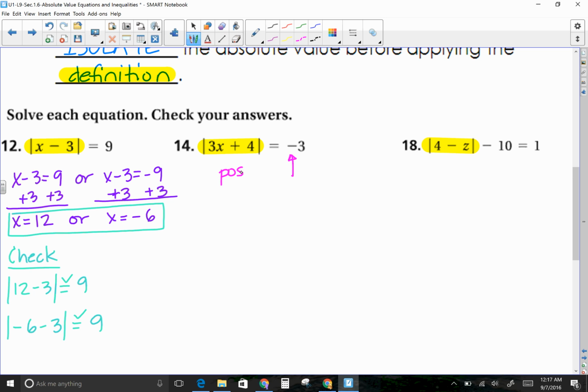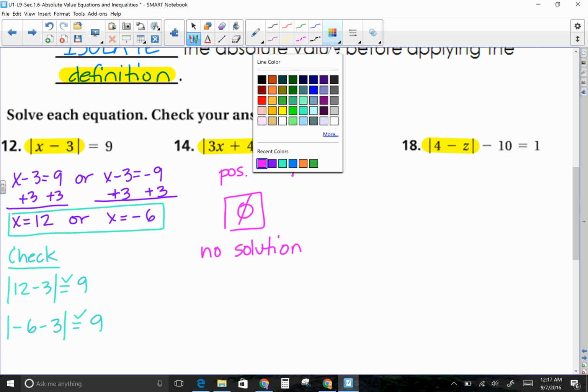So can you have a positive number equal to negative 3? And the answer is no, you cannot. So that's the mathematical symbol for no solution. If you don't want to use that symbol when solving equations, you can just write the words no solution. All right, let's go on to the next one.